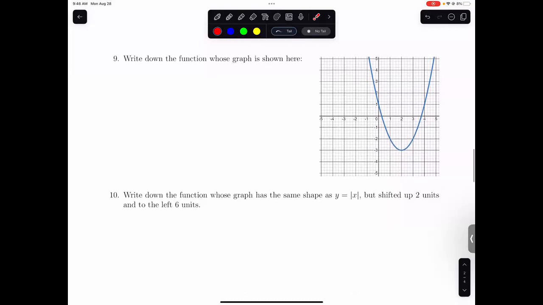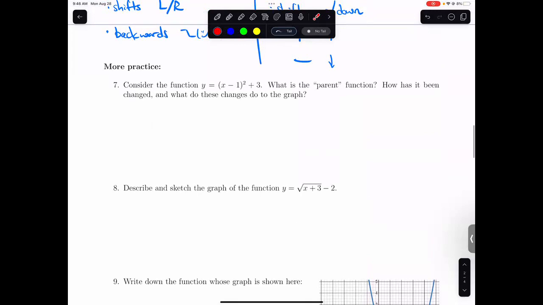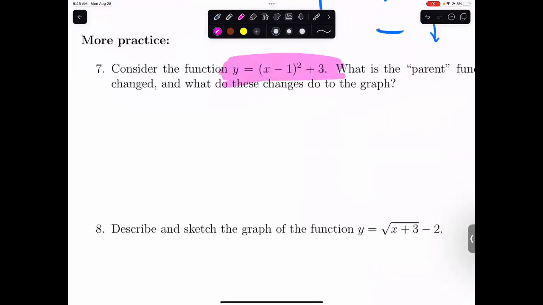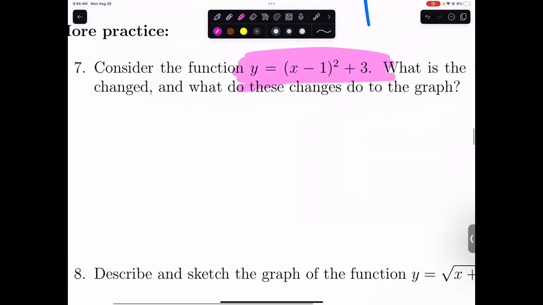So this is kind of putting all this stuff together. We're also doing 2 things at once. We got a couple of minutes, so let's talk about 7 all together, and then I'll leave the others for homework. So we want to look at this function. Y equals the quantity x minus 1 squared plus 3. So first we want to decide on the parent function or the function type.